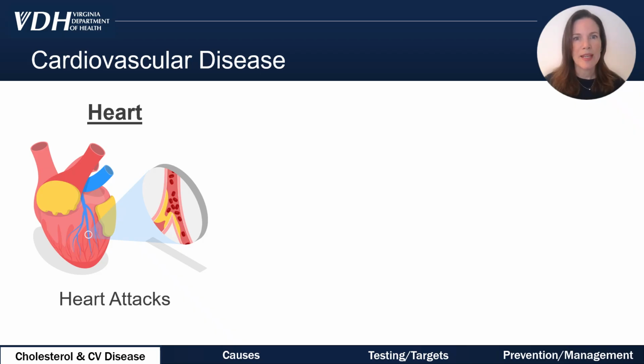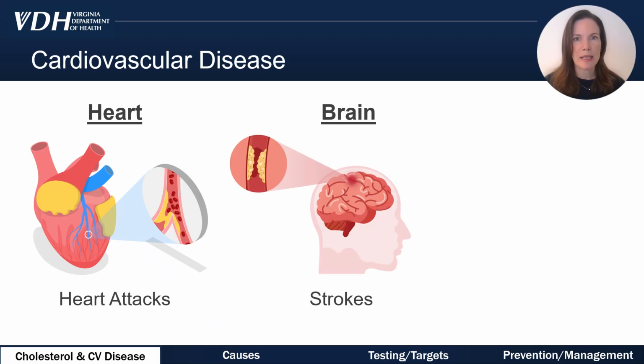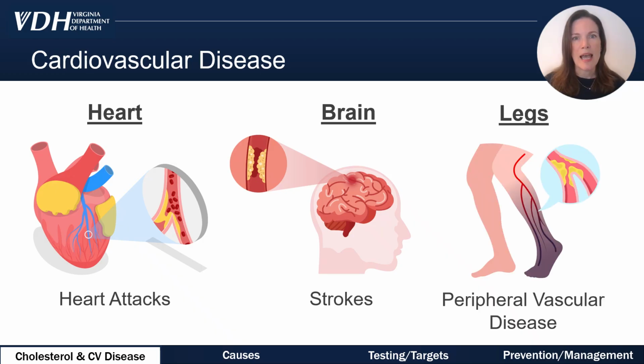The process that I just described is happening throughout the body. If it's affecting the arteries in the heart, it can lead to heart attacks. If it's affecting the arteries in the brain, it can cause strokes. And if it's affecting the arteries in the legs, it can cause peripheral vascular disease, which can lead to non-healing ulcers and the need for lower limb amputations.